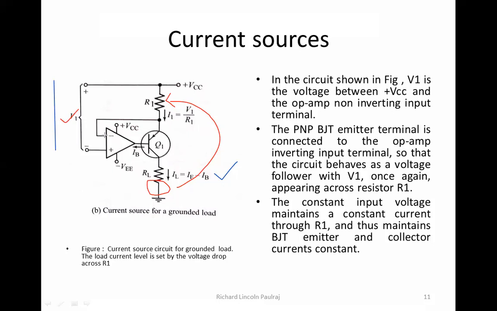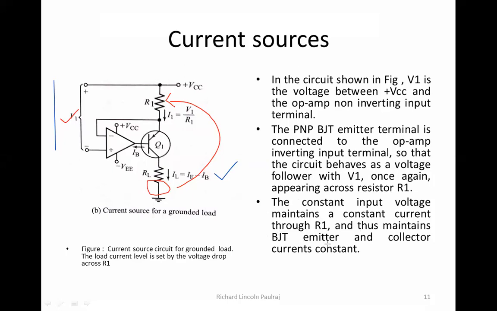So the PNP BJT emitter. You can see that this is a feedback here, right? The emitter is connected here to the minus terminal, so that the circuit behaves as a voltage follower with V1. So what is a voltage follower, students? It's not a new concept. What's a voltage follower? Output follows the input. Yes, whatever is at the input, the same thing you will obtain at the output. So we can say that the output is following the input, right? So this is appearing across resistor R1.